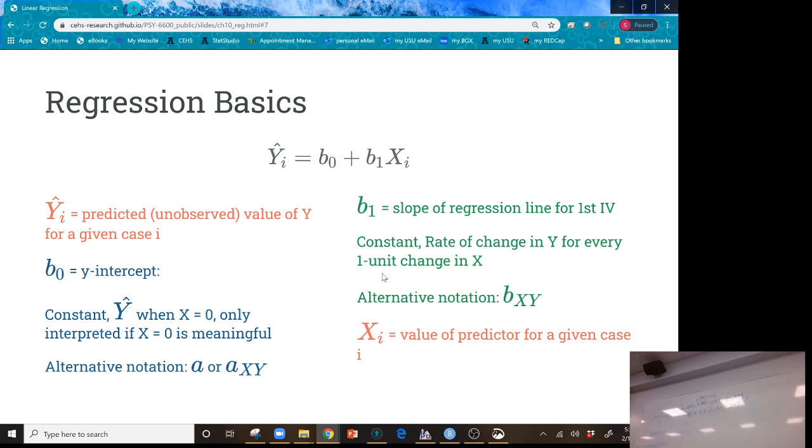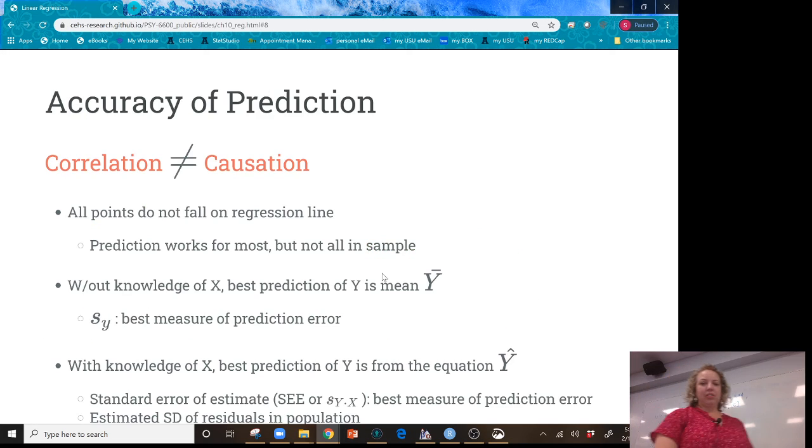B with the little 0 is your y-intercept, and b1 is the slope. Sometimes they'll put the letter x or y on the b, but I don't see that very much anymore. And x is our predictor. So let's do an example. Oh, that's some more stuff. We've already talked about this. Correlation and causation, are they the same thing? Nope. Some important things. All your points, do they fall exactly on the regression line? Never, because if that happened, you wouldn't need a regression line.